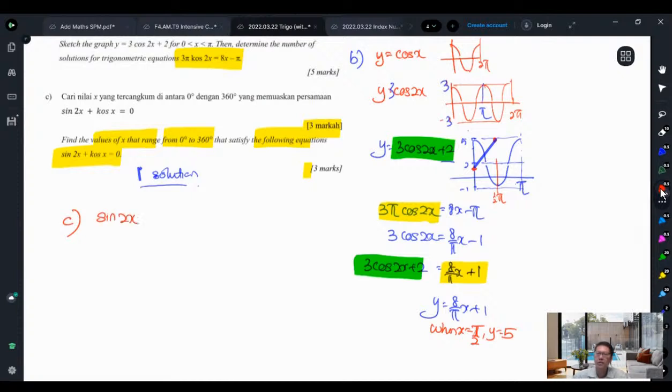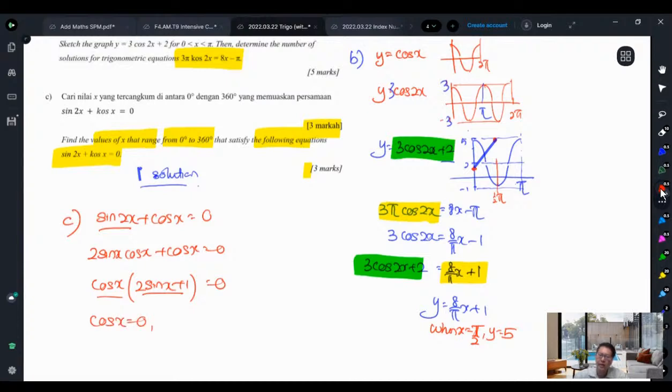Sine 2x plus cos x equals to 0. Solve this one. 2 sine x cos x plus cos x equals to 0. Then I will factorize it. Take out the cos x. Then I have 2 sine x plus 1 equals to 0. Then you have two equations. Cos x equals to 0, and then sine x equals to negative half.